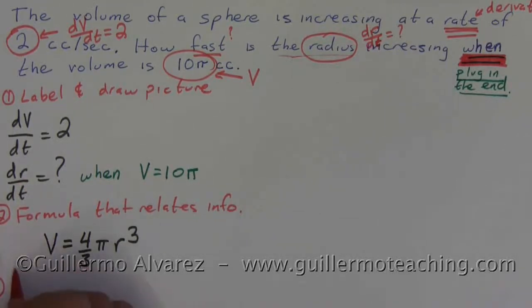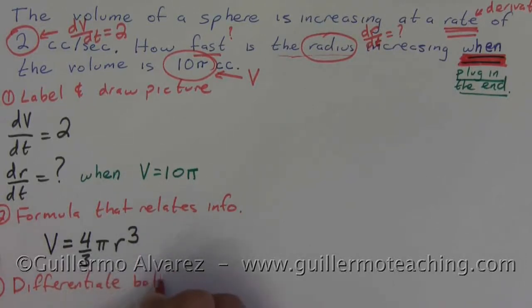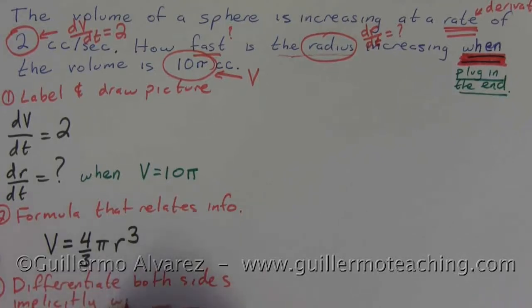And so the next step is going to be to differentiate both sides implicitly with respect to time. Okay.